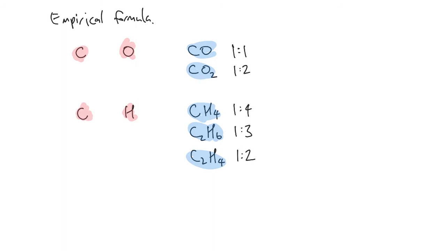So, first of all, looking at this one here. Why did I write it's a 1-to-3 instead of writing it's 2-to-6 like I've done with all the others? 2 and 6 are multiples of 2, and therefore this is effectively the simplest whole number ratio.